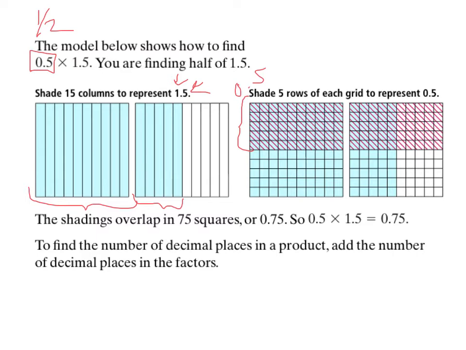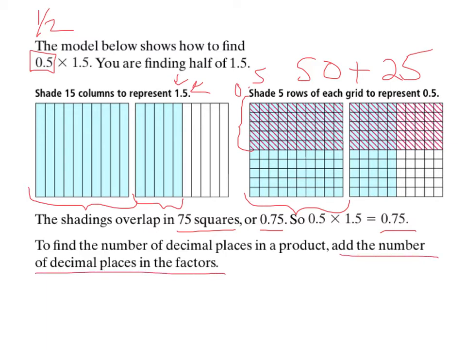So our 10 group becomes a 100 group. So half of 100 is 50, and then half of 100 is 25. So we end up with 75 squares, or 0.75. So 0.5 times 1.5 is 0.75. To find the number of decimal places in a product, add the number of decimal places in the factors. This is just a model showing how to figure out the multiplication of decimals. You do not have to do it this way.